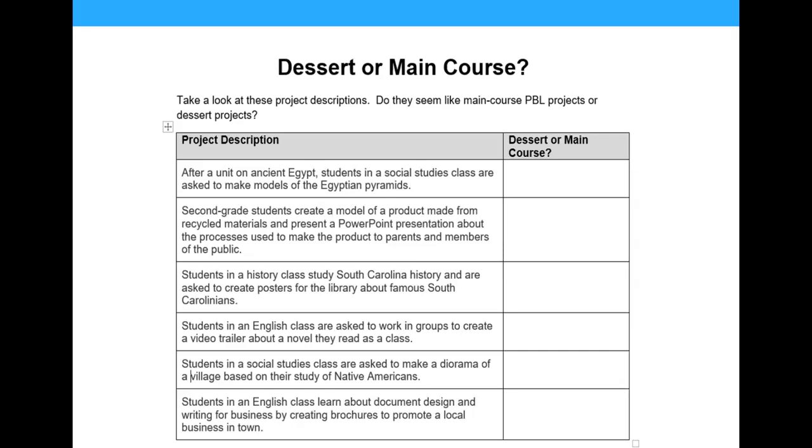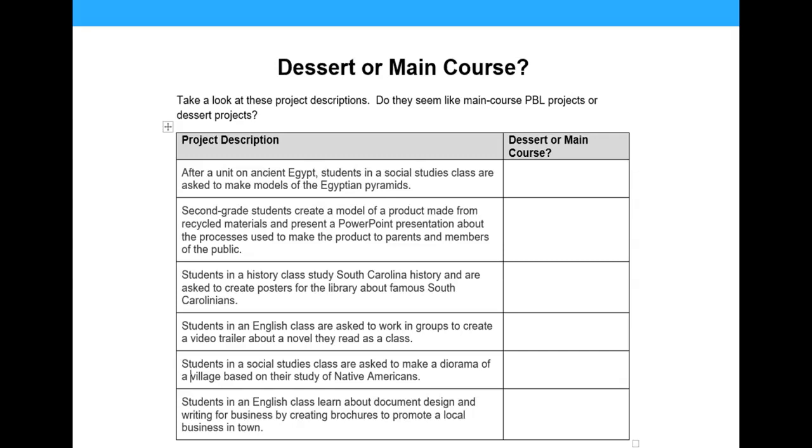And then the last one. Students in an English class learn about document design and writing for business by creating brochures to promote a local business in town. This is a main course project. You can imagine that perhaps there's a new business. So in our community, we recently got an emergency vet, for example.